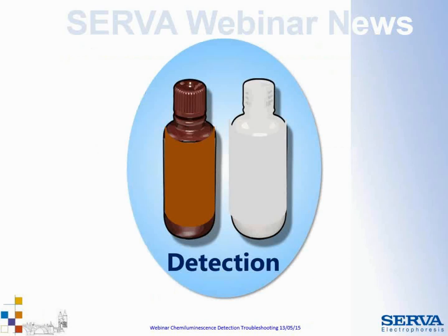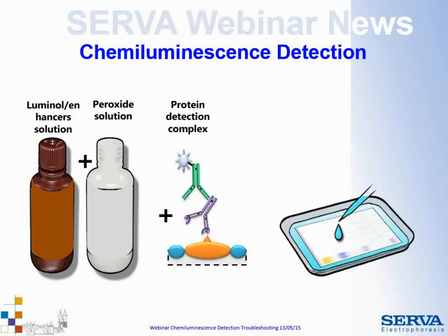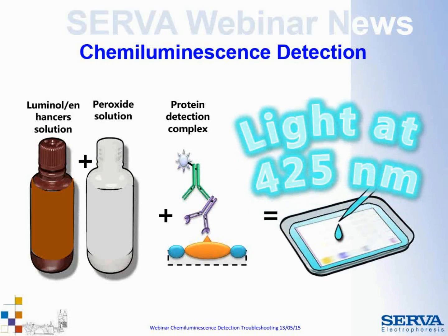So now we come to the important point of the complete procedure. It's the detection. So how does it work? You add luminol enhancer solution and the peroxide solution to the Western blot, where the secondary antibody is already linked to the primary antibody, and then due to the enzymatic reaction, light is emitted at 425 nanometer, which can be detected either by film or by digital camera.